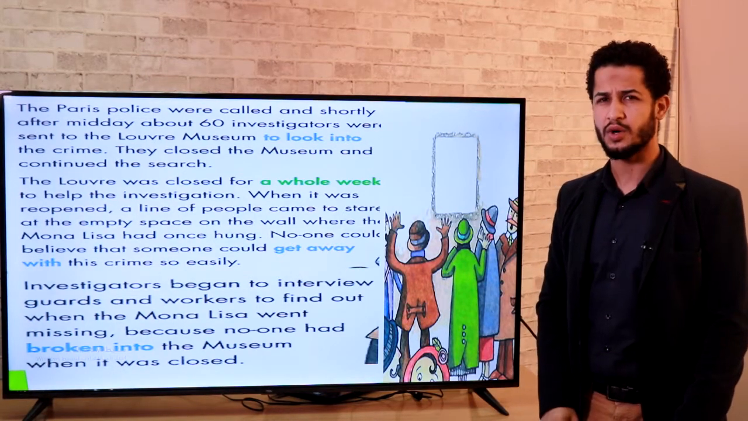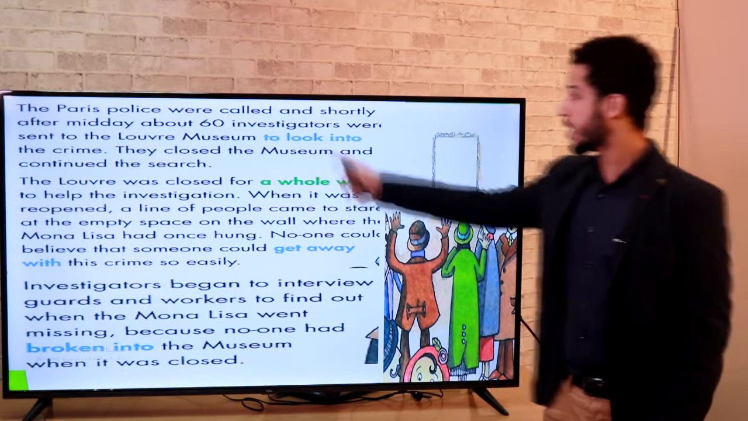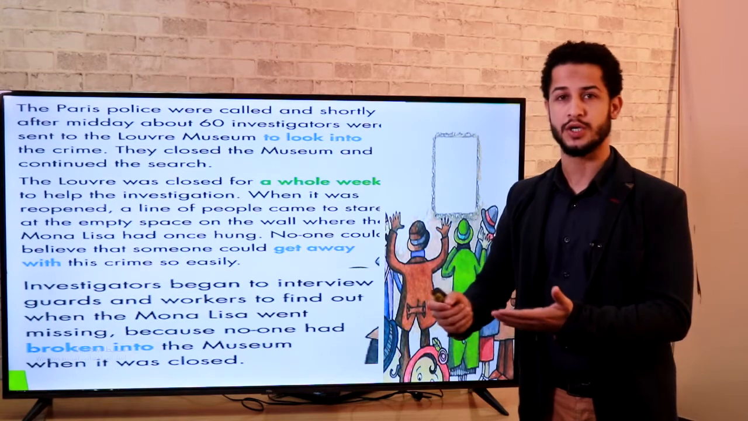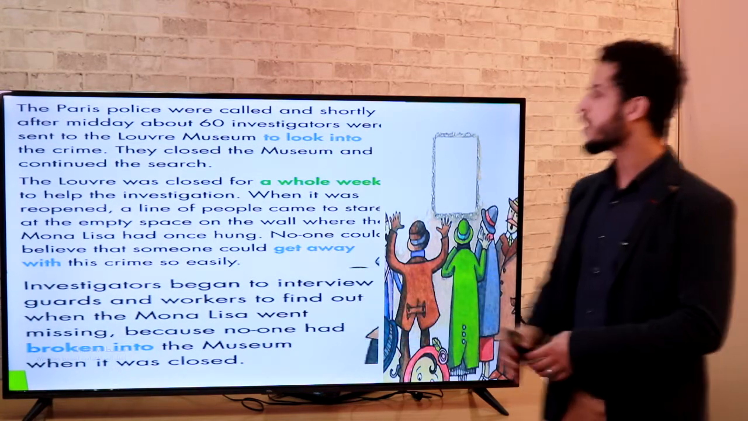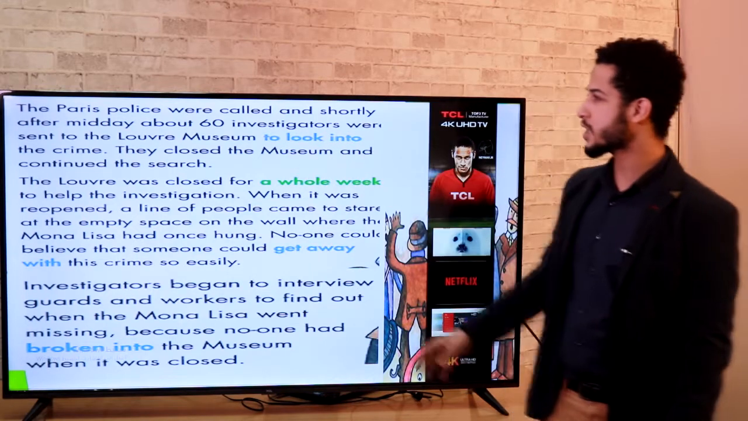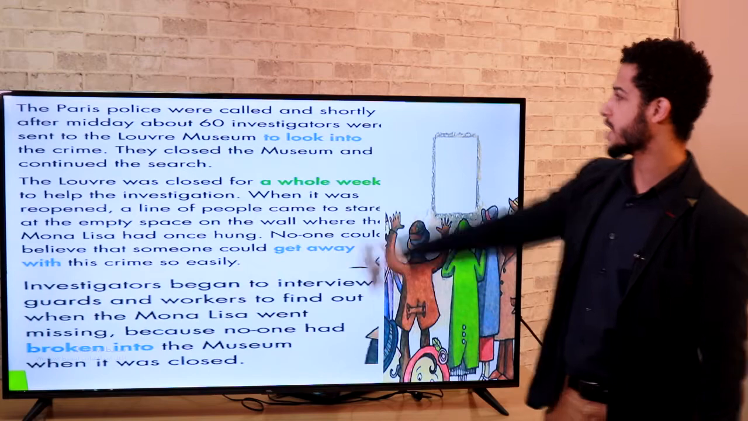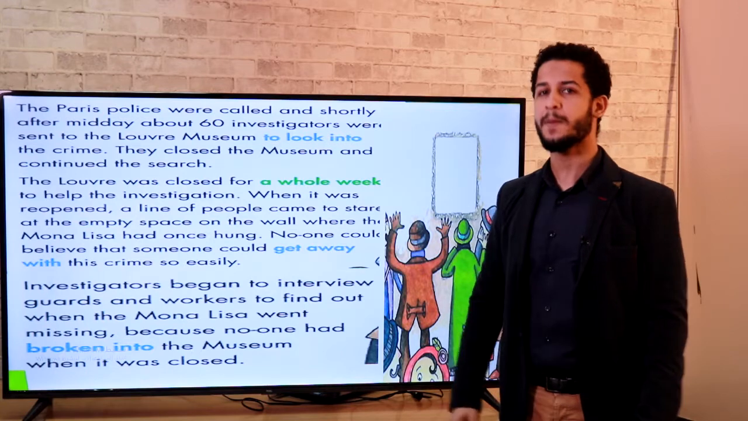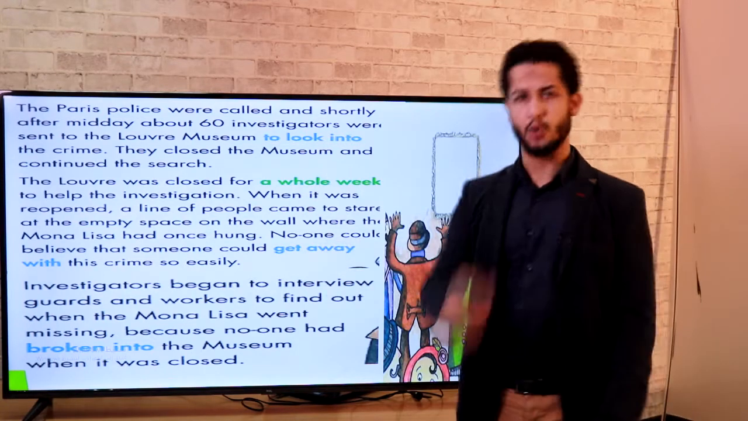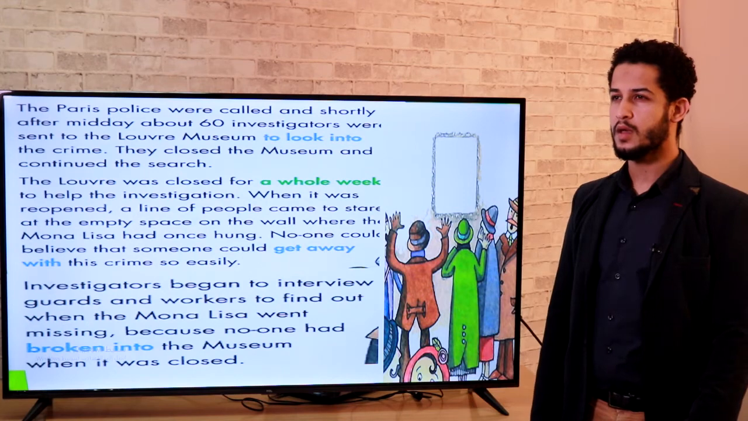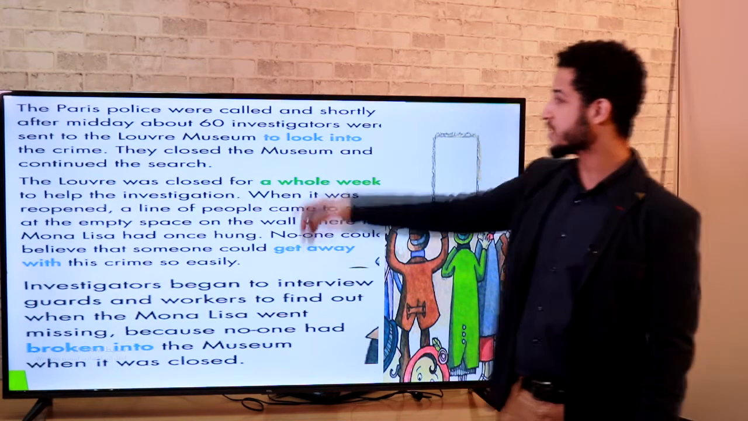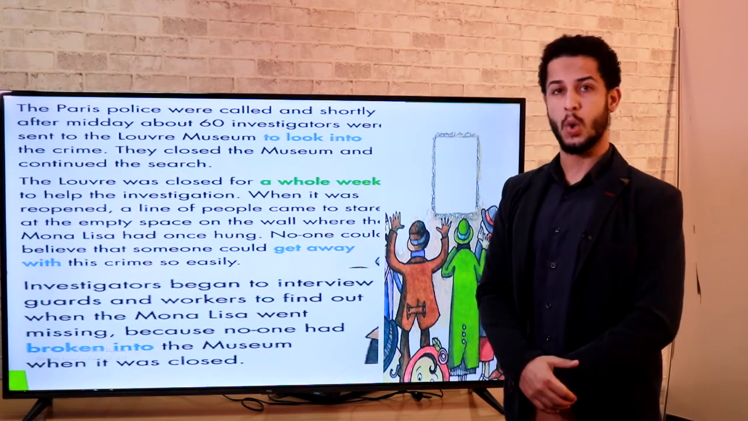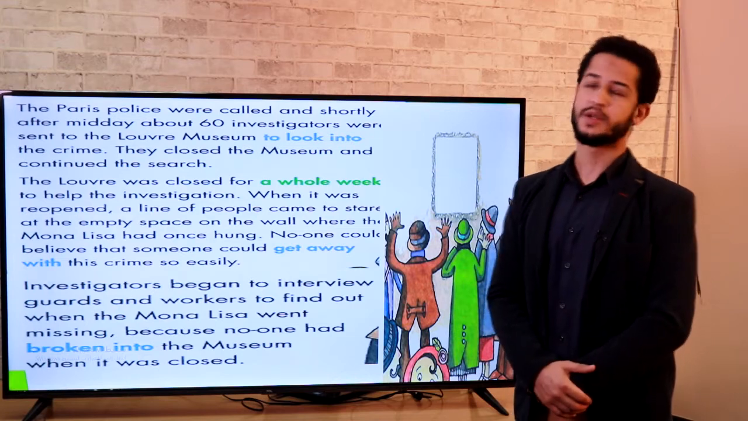Investigators? Teacher, what's the meaning of investigators? Investigators means policemen who come to write down information, to know who did the crime, okay? So about midday, 60 investigators were sent to the Louvre Museum to look into the crime, to collect information, to know what happened, okay? They closed the museum. Which museum? Yeah, the Louvre Museum, excellent. And continued the search. The search for what? For the Mona Lisa, or the thief who stole the Mona Lisa.